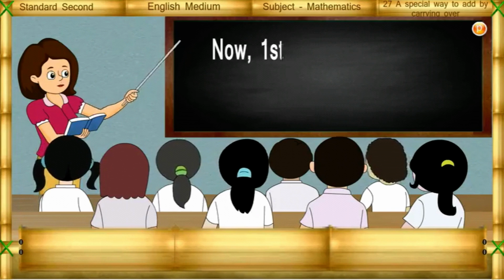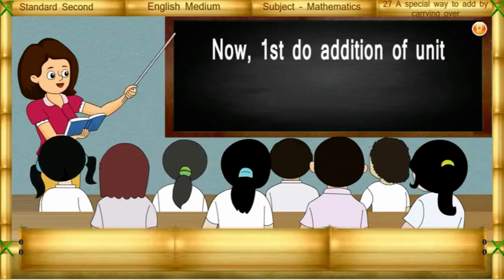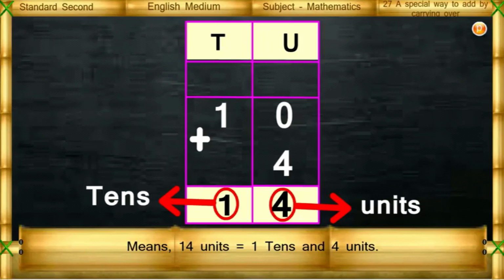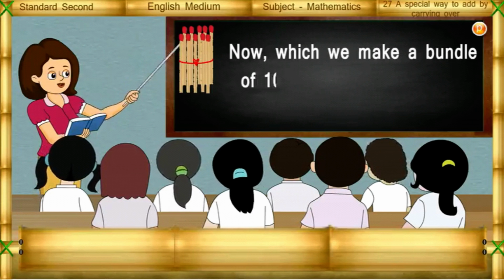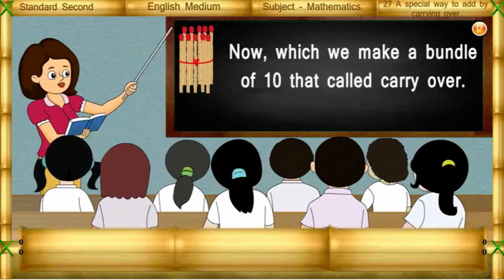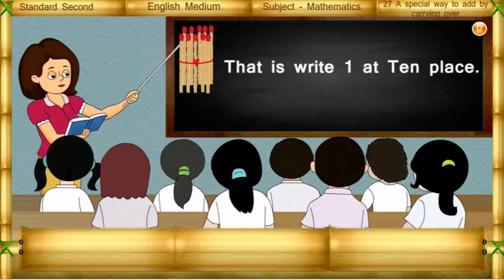Now, first do the addition of the units place and write it at the unit place. It means 5 units plus 9 units equals 14 units. Let's make a bundle of 10 and keep the remaining 4 units in the unit place. Means 14 units equal 1 tens and 4 units. Now the bundle of 10 that we make is called carry over. That is, write 1 at the tens place.